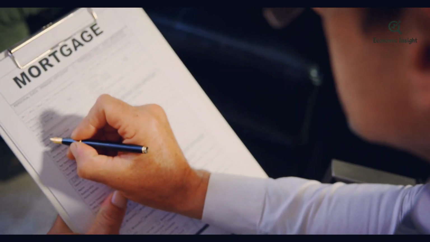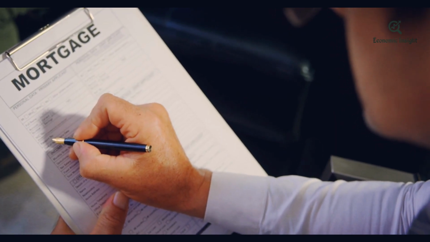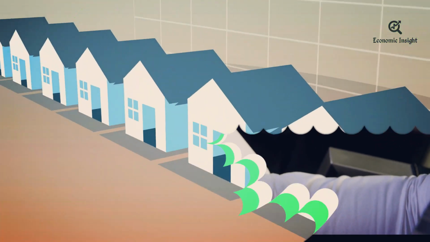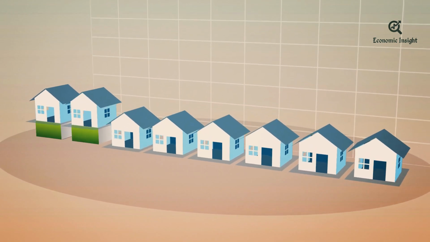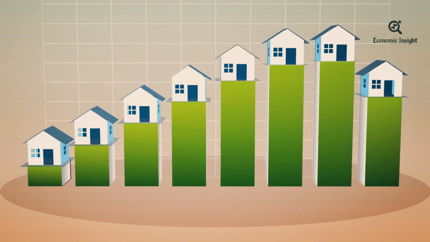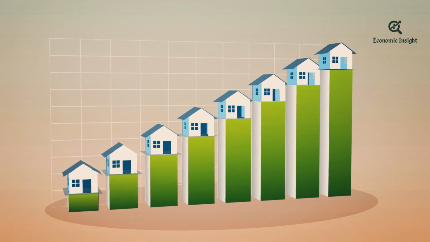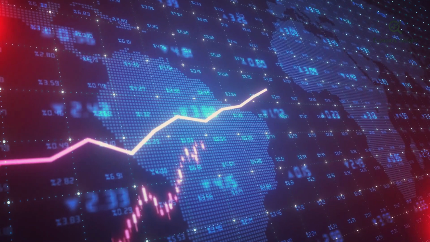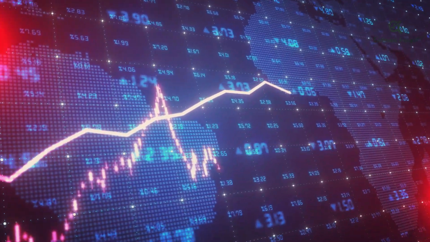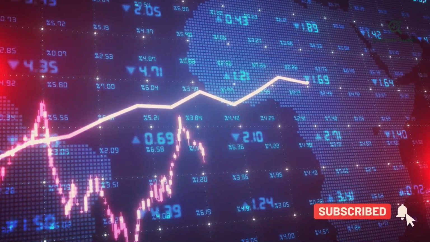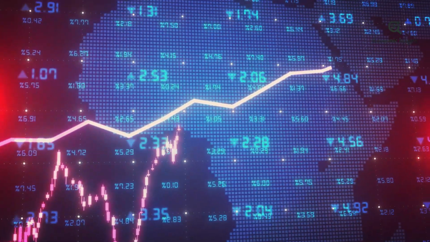The crisis was further compounded by the complex financial instruments known as mortgage-backed securities and collateralized debt obligations. These instruments, which were bundled and sold to investors, had a significant exposure to risky mortgages. When defaults increased, it triggered a domino effect, causing massive losses throughout the financial system.